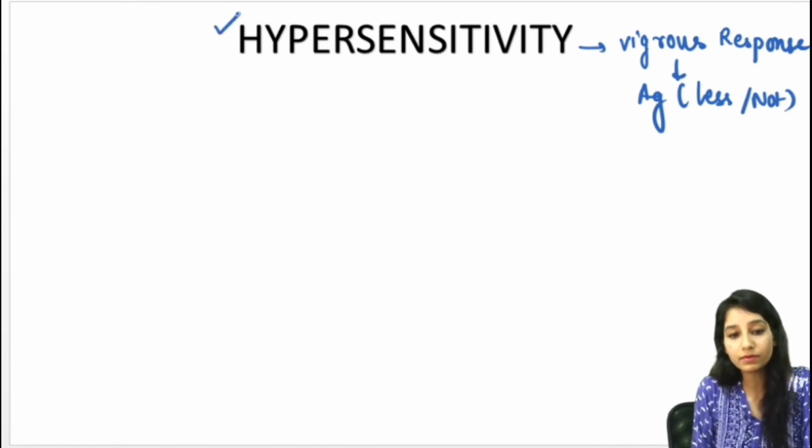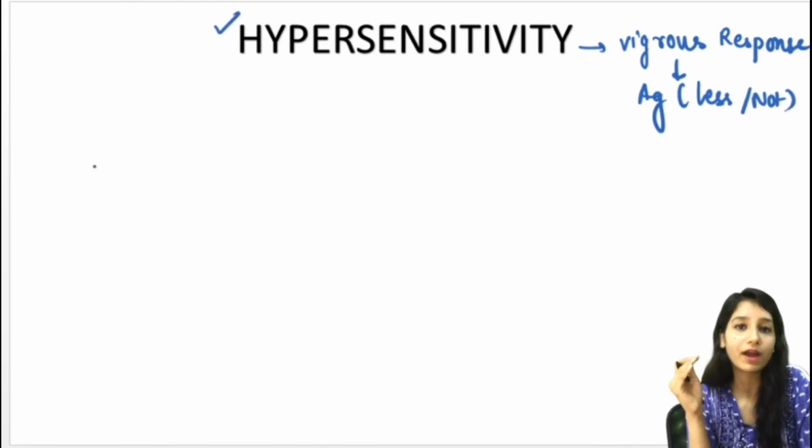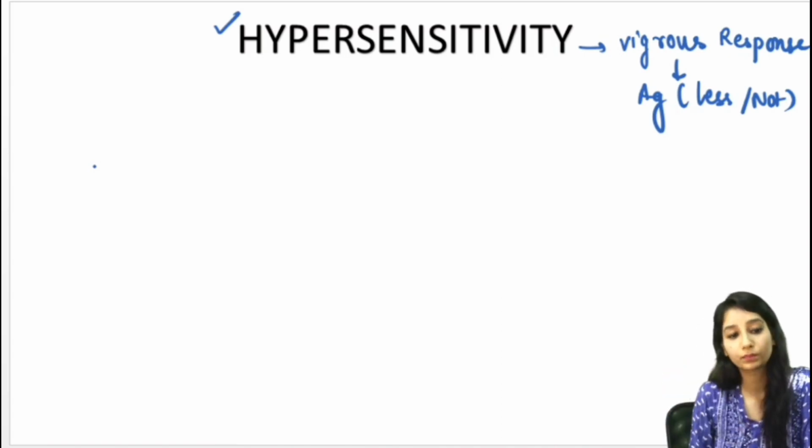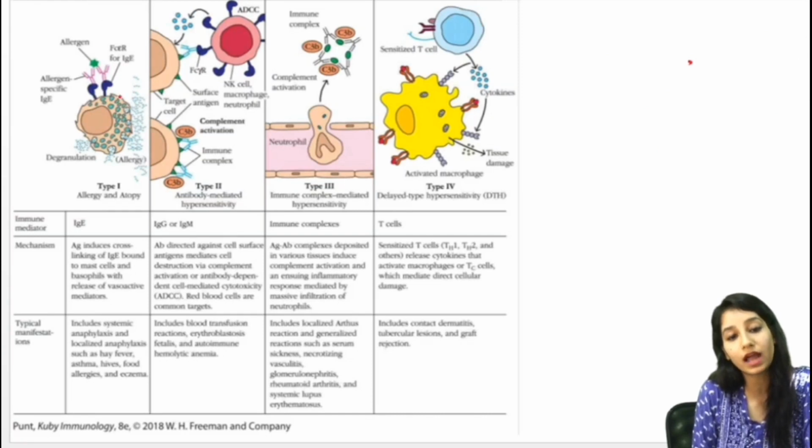If we talk about hypersensitivity, then a total of 4 types of hypersensitivity occur in our body. We'll see them one by one. So the hypersensitivities are type 1, 2, 3 and 4. Total 4 types of hypersensitivities are there.